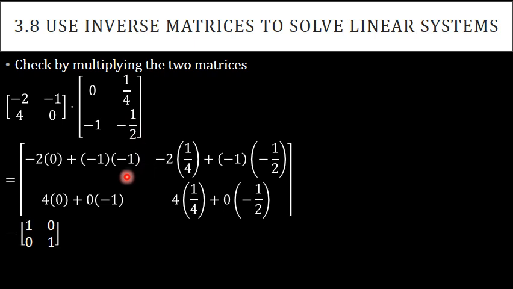Simplify each of those, and you get 1, 0, 0, 1, which is the identity matrix.